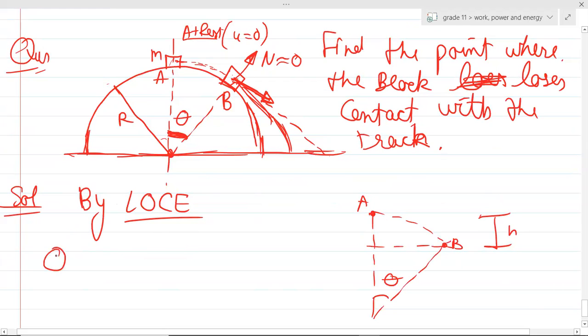The initial kinetic energy is 0 plus. Where shall I take the reference? At point A or at point B? Which shall be the reference? So point A, I'm guessing. Point A, let's take it as the reference.